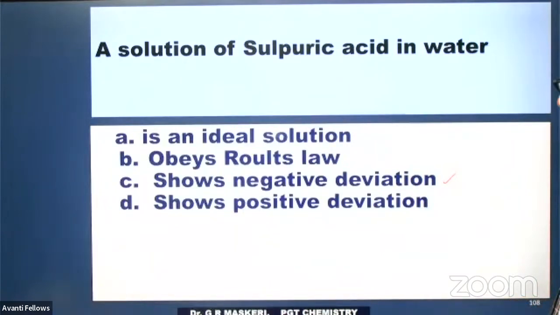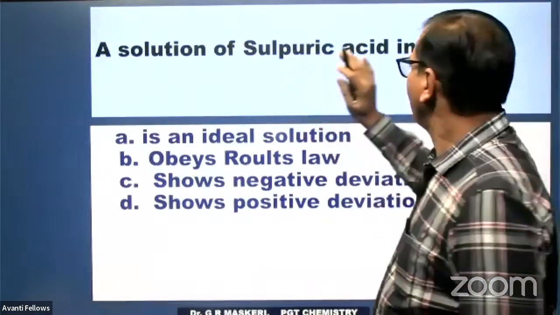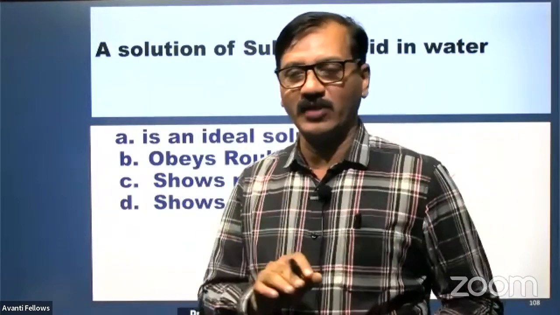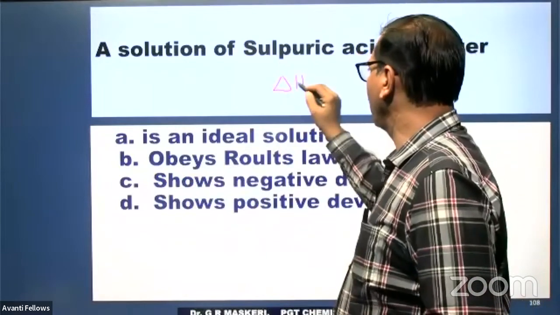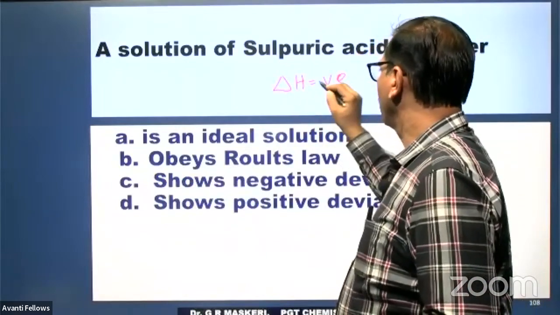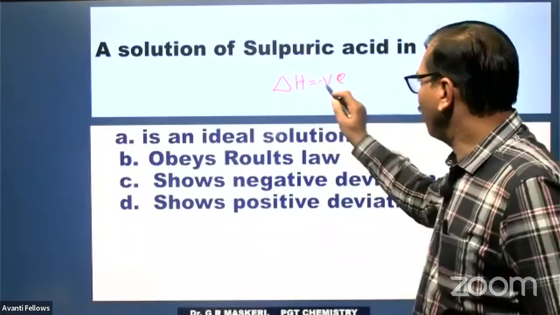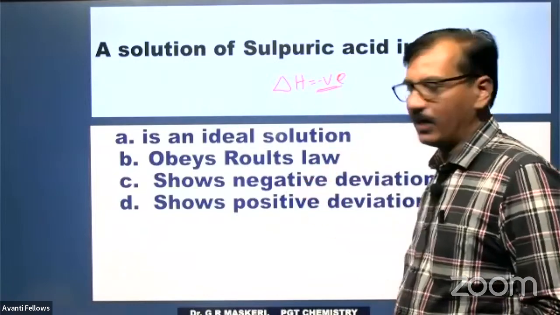How do you say that it is option C? So, negative deviation. It is easy to remember, because sulfuric acid in water, any acid in water, if you dilute an acid, it is an exothermic reaction. So, delta H is negative. Whenever it is negative, that shows negative deviation. So you can relate it and you can remember.